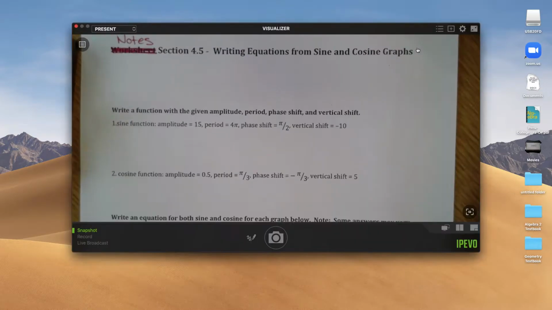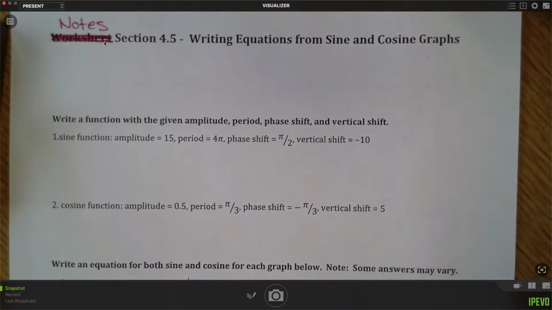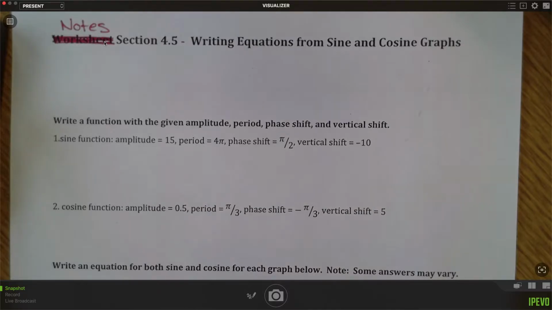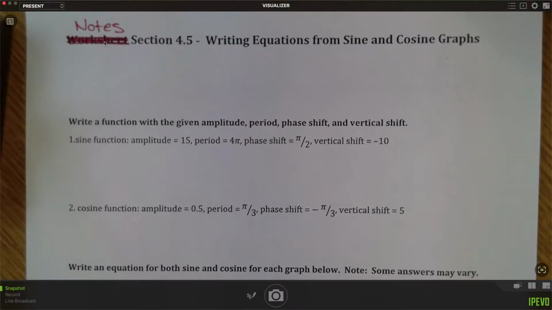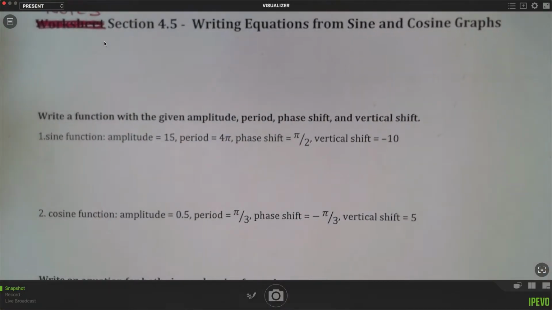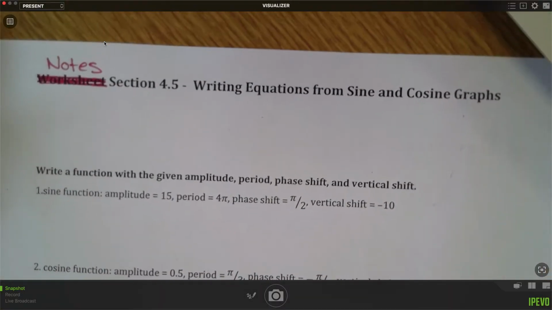So I would cross out worksheet and write notes on there. I didn't catch that when I was doing that. So we have section 4.5 notes. Again, this book puts so much in one section. We've broken it up into a lot.